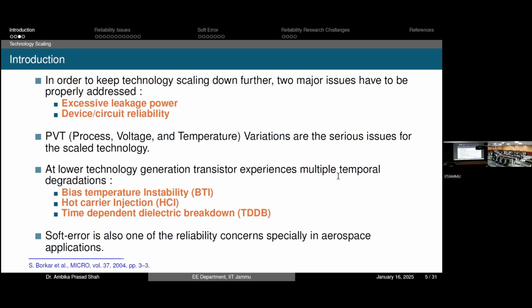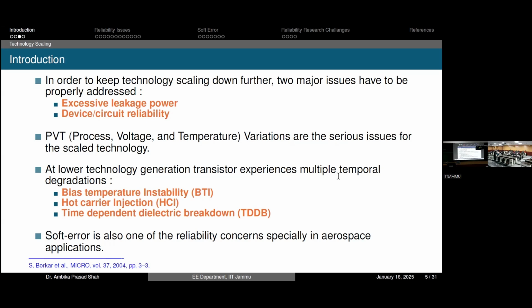Other than this, there is one more reliability concern that needs to be addressed, and that is the soft error or radiation hardened circuits. Where does this reliability concern come from? It is especially important if you are designing your chip for mission critical applications like space, where the probability of high energy particles is very high, and a high energy particle can strike a sensitive node in the circuit and generate an impulse, and your logic can flip, especially in the memory elements.